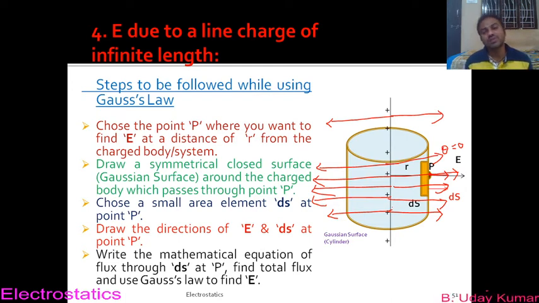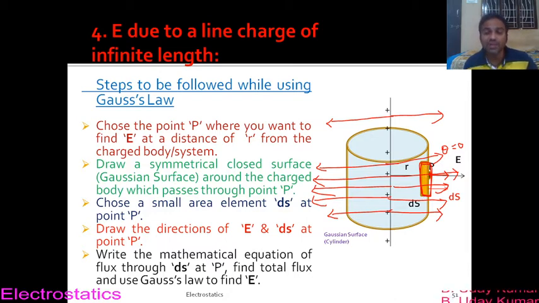So the total number of electric lines of force that are coming out of this Gaussian surface is called the total flux, right? The total number of electric lines of force coming out of that Gaussian surface, we call it electric flux. But to find the electric flux, first of all, we have to write the mathematical equation for the total number of lines of force that are passing through the area element ds. Okay, so this is the area element ds. Few lines will be passing through ds also. Few lines, not all. Few lines will be passing through this area element, right?